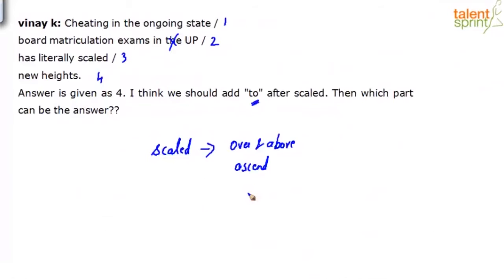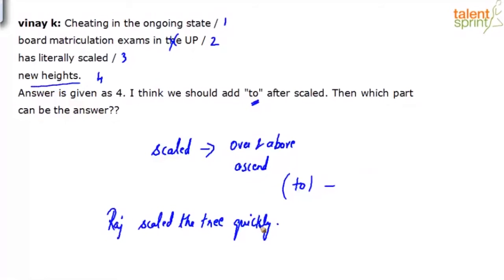So cheating in the ongoing state board matriculation exams in UP has literally scaled new heights. So after scaled, you don't really need the preposition to, right? Remember, after some verbs, it can take a direct object. The direct object here is new heights, new being the adjective describing the heights, right? Has scaled new heights. So just to give you an example, Raj scaled the tree quickly, right? So in this example sentence, he scaled what? Direct object, right?